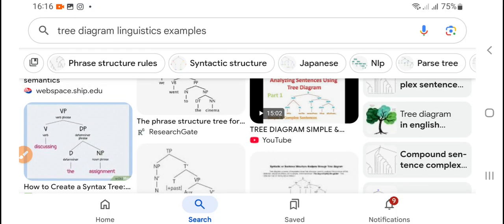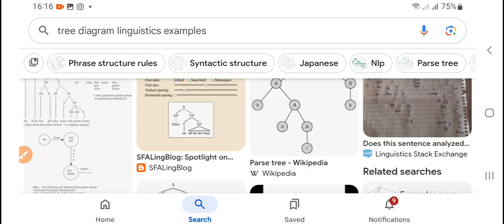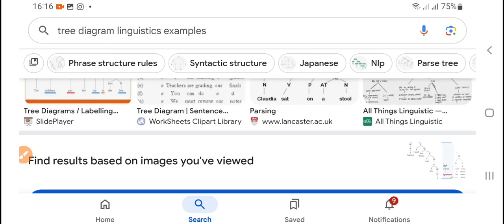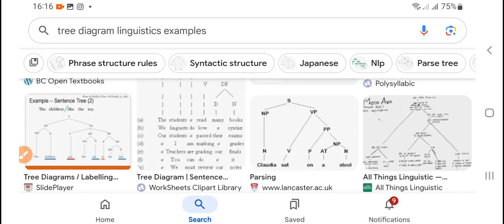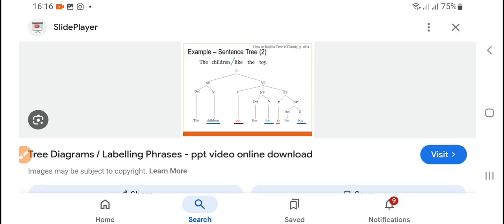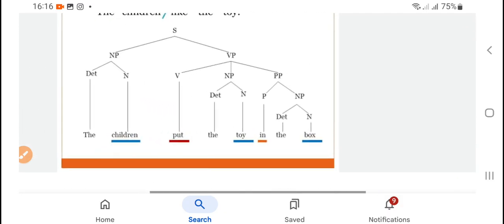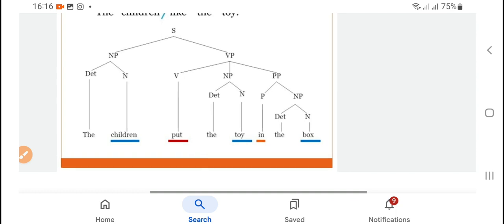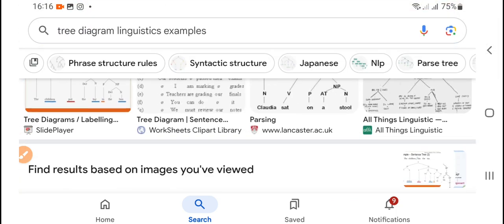I think that is enough for today. We have already discussed many sentences. Right, let us see what this is. This is "The children put the toy in the box," already discussed.